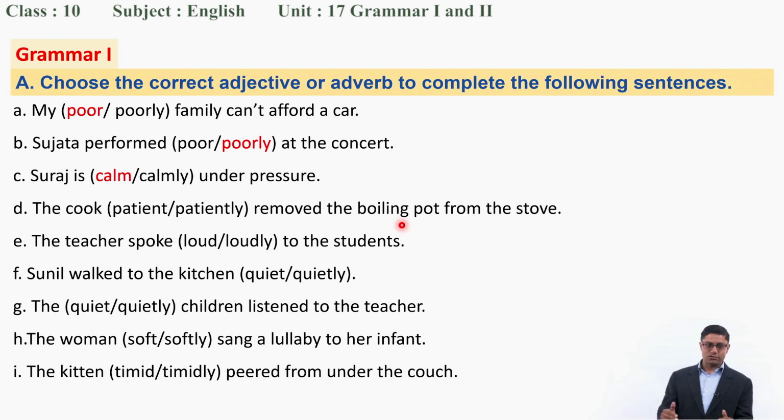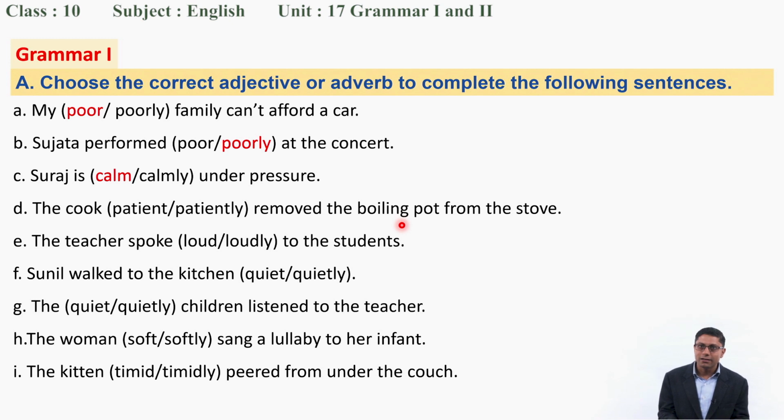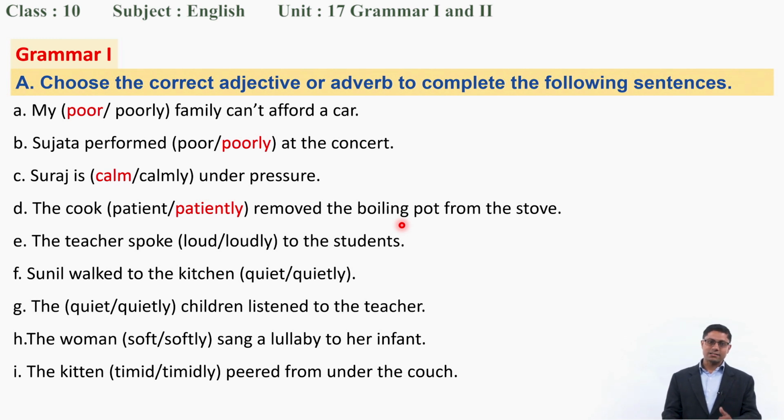Yes, you are right. We are talking about how he removed the boiling pot. So what should be the answer then? Yes, exactly. It's patiently. That's good. Let's move on to next.